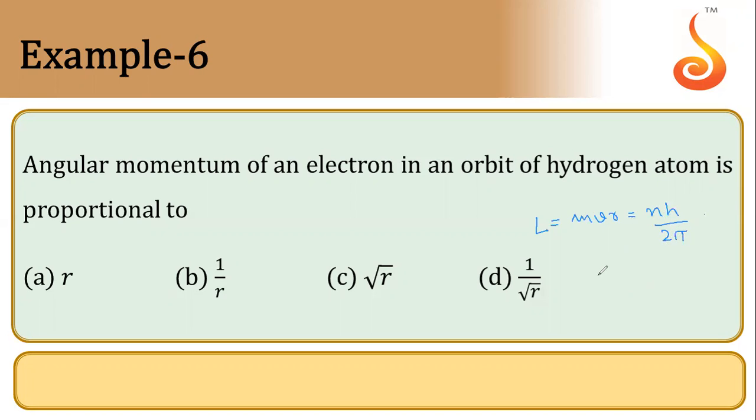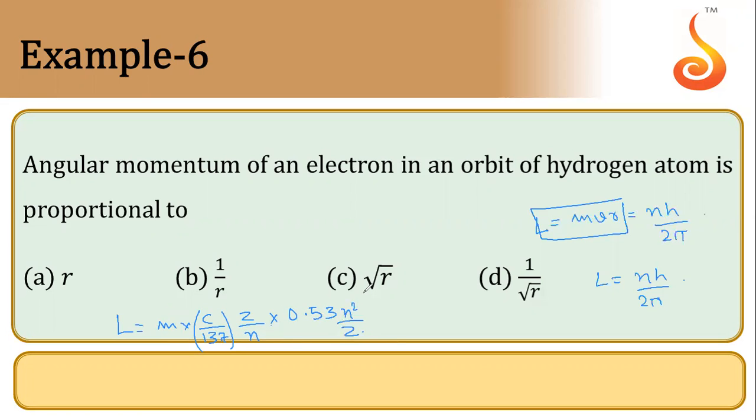So we actually need to express angular momentum in terms of radius. We can directly use this formula: L is equal to mvr. So angular momentum will be mass times velocity, and we have a formula for velocity. So velocity is c by 137 into Z by n, and the value of r will be 0.53 n square by Z.